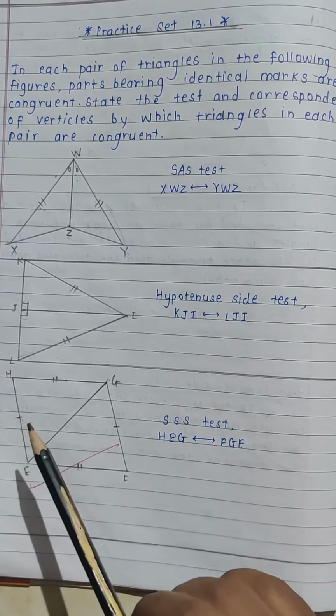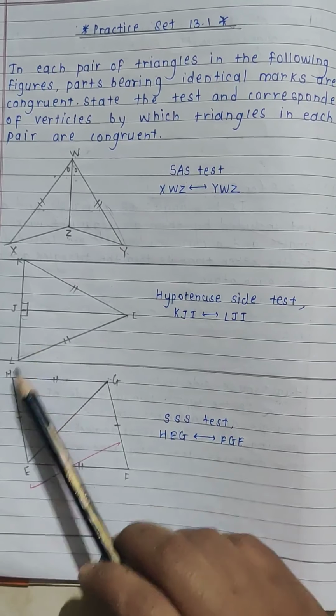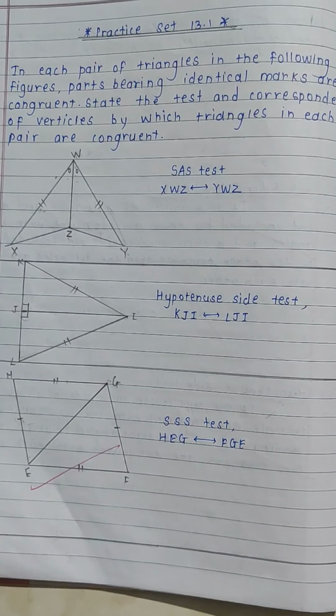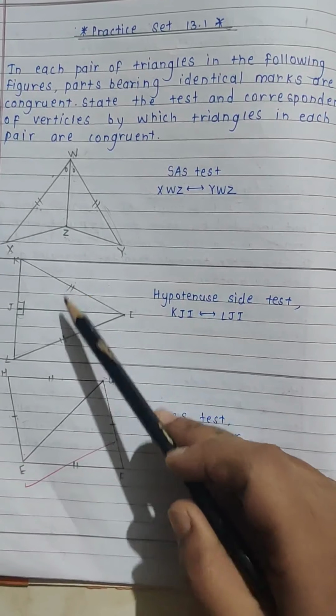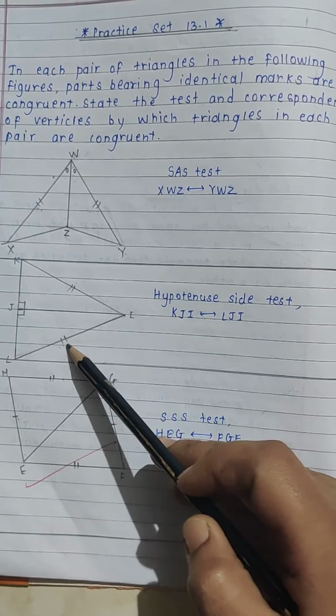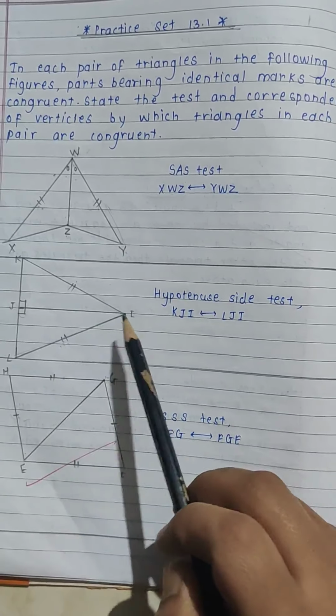The second question is, it is a right angle triangle. If it's a right angle triangle, the triangles will be congruent by which test? It is hypotenuse side test. They have shown these two are the hypotenuse and these two are equal. This side is common.